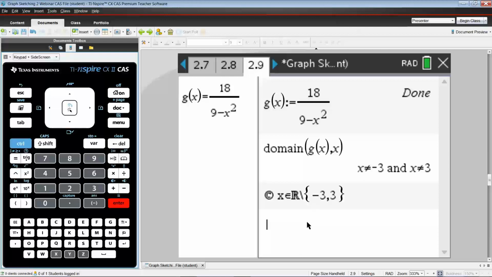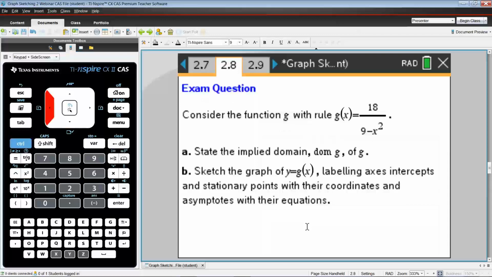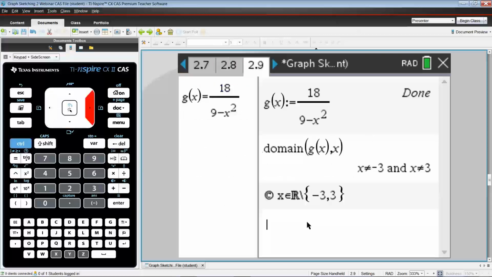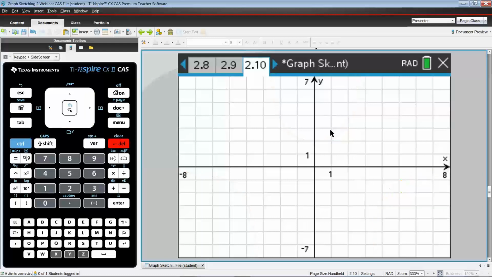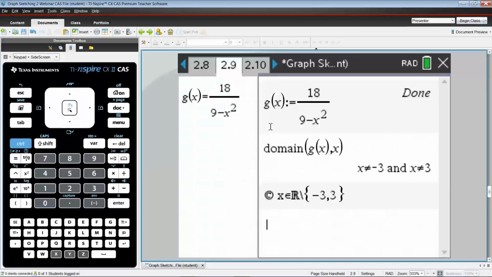Okay, so we want to sketch the graph of g of x now. What I've done is I've already sketched the graph of it, I'll just get rid of that so we can go through the proper steps right now.